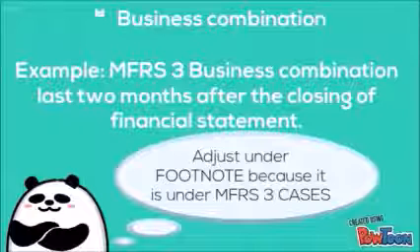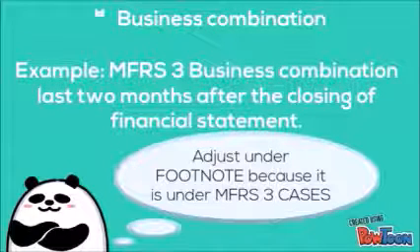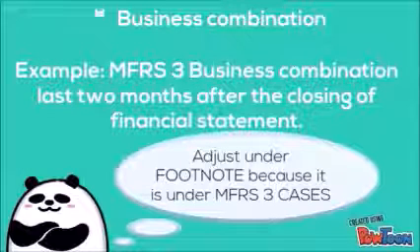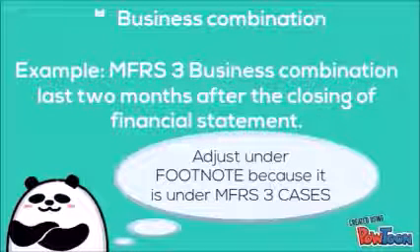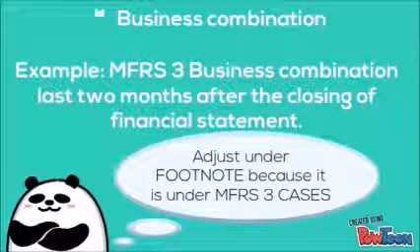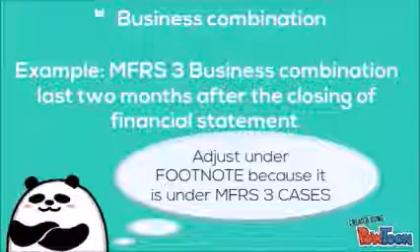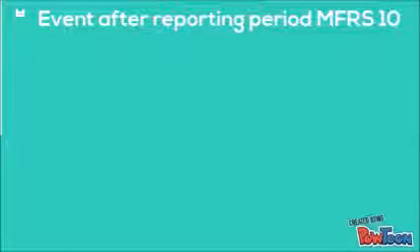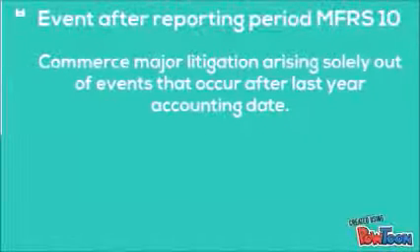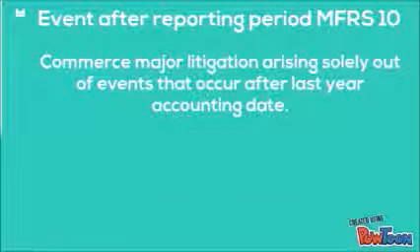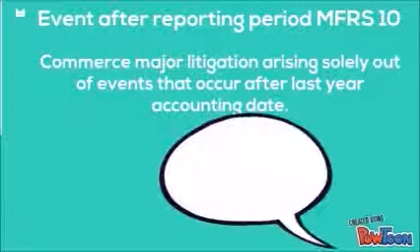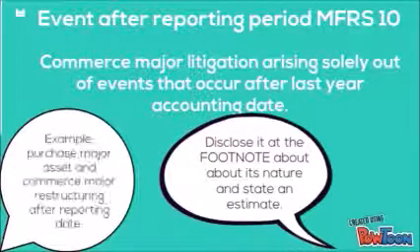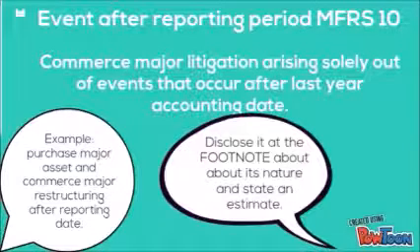Next is business combination. Example, under MFRS 3 Business Combinations, a combination occurring 2 months after the closing of the financial statements is adjusted under the footnote because it is covered by MFRS 3. Then there are events after the reporting period under MFRS 10, such as commencing major litigation arising solely out of events that occur after the last year accounting date. Disclose it in the footnote about its nature and state an estimate. Examples are purchasing a major asset and commencing a major restructuring after the reporting date.